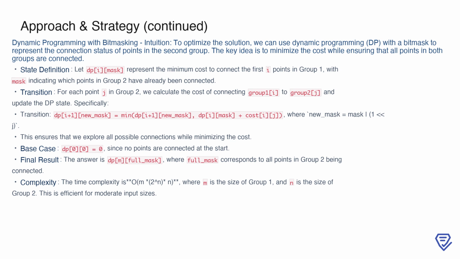For each point in group 2, we compute the cost of connecting it to the current point in group 1 and update the DP state accordingly. The transition involves calculating the new mask to reflect the updated connection status, and we take the minimum of all possible transitions. Initially, no points are connected, so the base case is dp[0][0] equals 0. The final result is found in dp[m][full_mask], where full_mask represents all points in group 2 being connected.